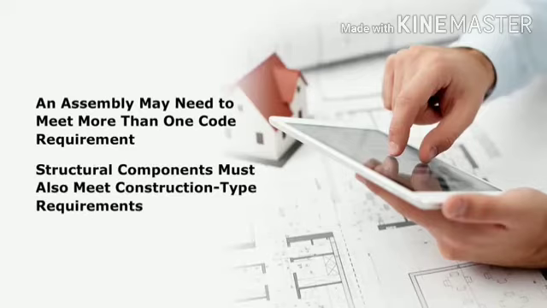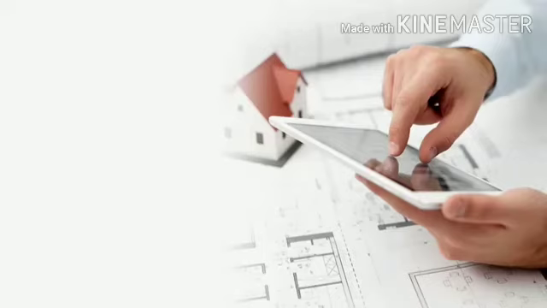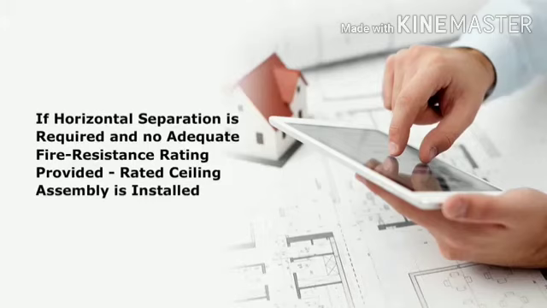This is especially true for structural components such as floor or ceiling assembly that must also meet construction type requirements. For example, if a space or room requires a 1-hour rated floor horizontal assembly, but the construction type requires the floor assembly to be rated 2 hours for that construction type, the floor assembly must provide the 2-hour rating. The highest required rating must be provided. If a horizontal separation is required and the existing floor or ceiling assembly does not provide an adequate fire resistance rating, then a rated ceiling assembly may need to be installed below the existing ceiling structure.